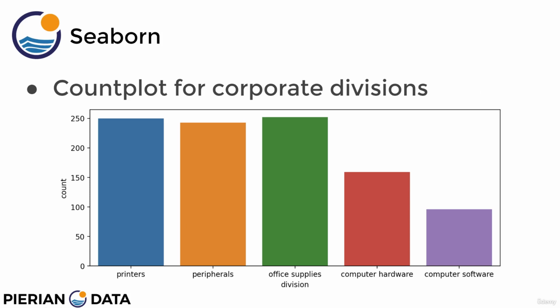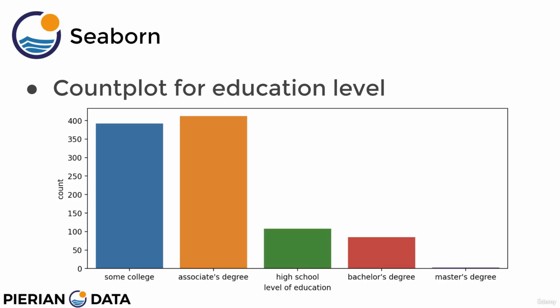Here we have the count plots coming first. The count plot here is shown for the corporate divisions. So essentially what this is reporting back, on the y-axis we have the number of rows, so the total counts of instances, and then on the x-axis we have the corporate divisions. So if we look at this plot, we can immediately see that the computer software division has the least number of instances within our entire data frame, and that more or less printers, peripherals, and office supplies divisions are all around the same number of instances.